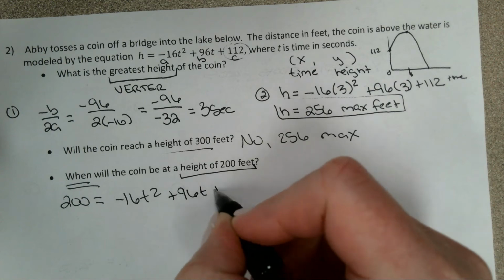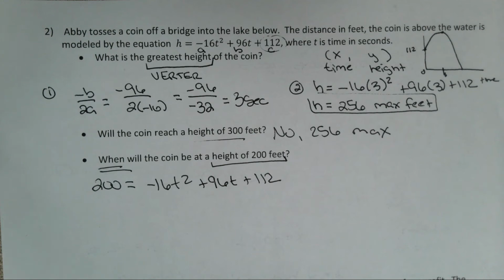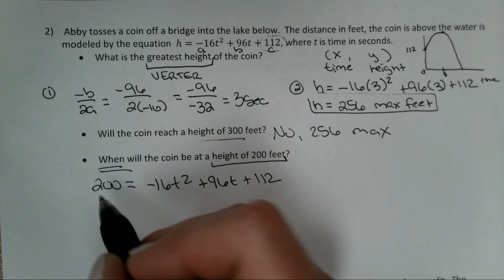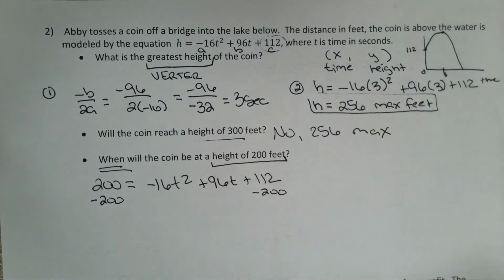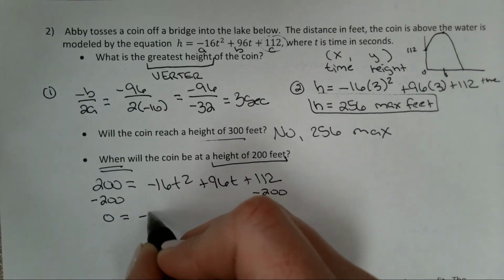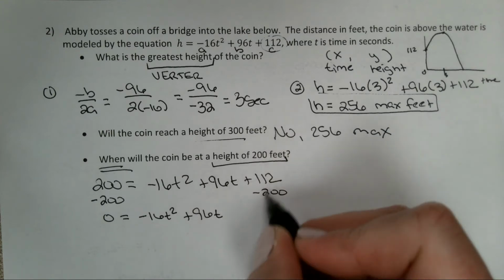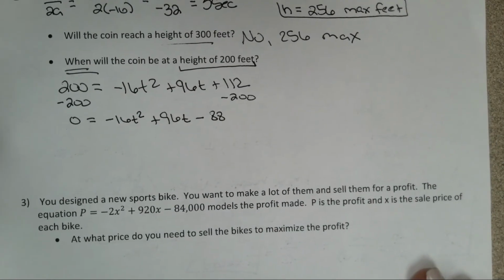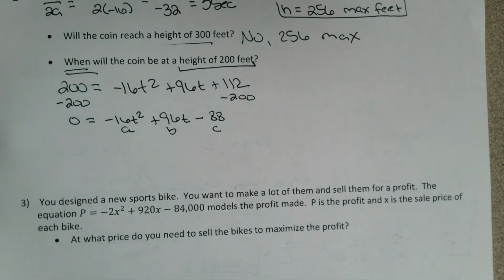Plus 96t plus 112. So I have a quadratic. We learned a long time ago that we like our quadratic equation set equal to 0. So in order to do that, I'm going to subtract 200 to the other side. So 0 equals negative 16t squared plus 96t minus 88. So there's my A, my B, and my C.